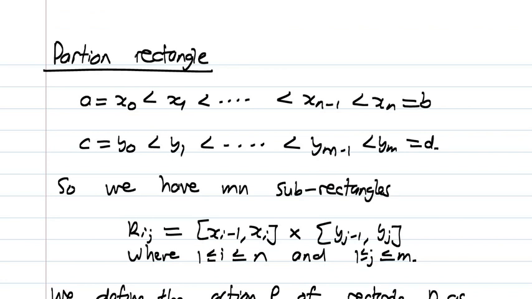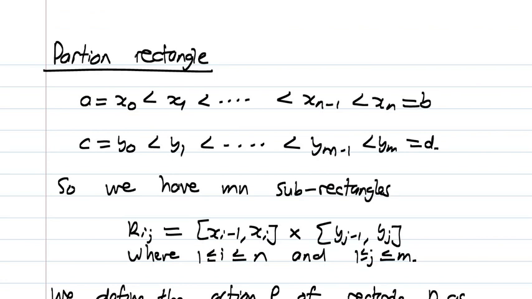So we take the interval from a to b, and this time around, we randomly chop it up into n subintervals, labeling the endpoints from smallest to biggest as x0 to xn. Then we take the interval from c to d, and now we chop it up into m subintervals, not necessarily of the same length. So the smallest value is y0, which is c. The next one is y1, which is more than y0, all the way up until ym, which is d. Now by doing this, we have been able to chop up the big rectangle into m times n subrectangles.